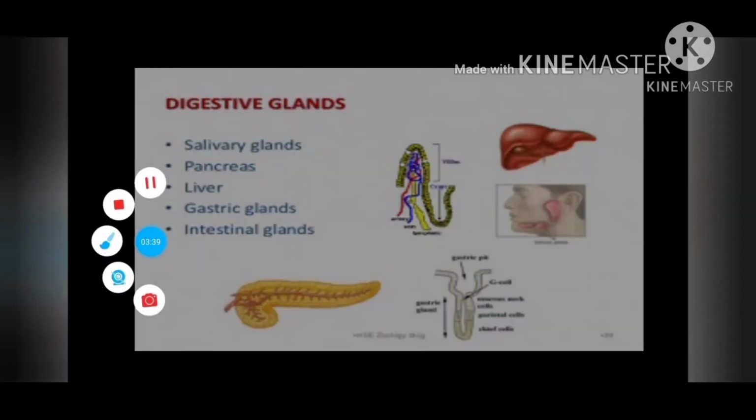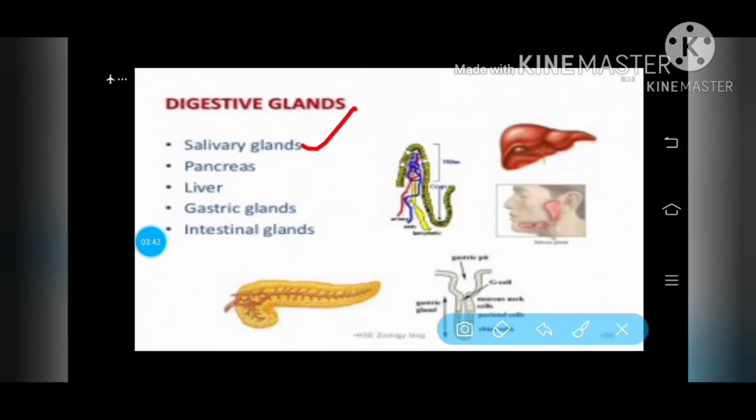First, you can see the salivary glands, which are present inside the mouth. They secrete saliva, and saliva is helpful for the digestion of food. The pancreas also secretes pancreatic juices, which are also helpful for digestion. The third one is the liver, which secretes bile juice. Here you can see the liver also secretes bile juice, and it is also helpful for the digestion of food. Gastric glands also secrete gastric juices, which again help in the digestion of food. The next is the intestinal gland, and intestinal glands secrete intestinal juices, which are also helpful for the digestion of our food.